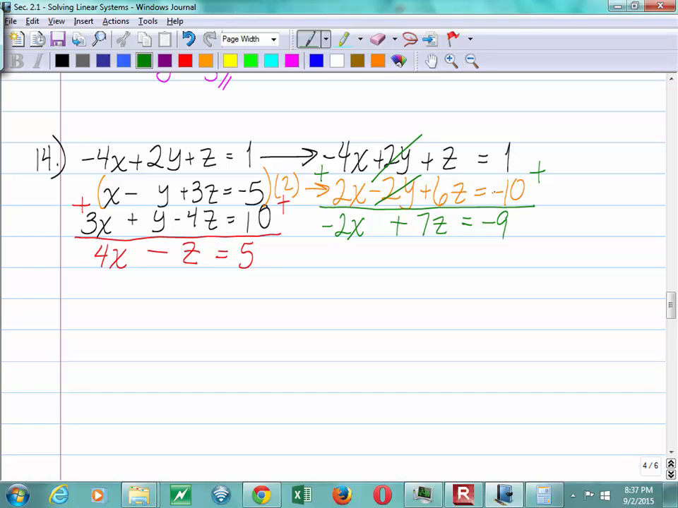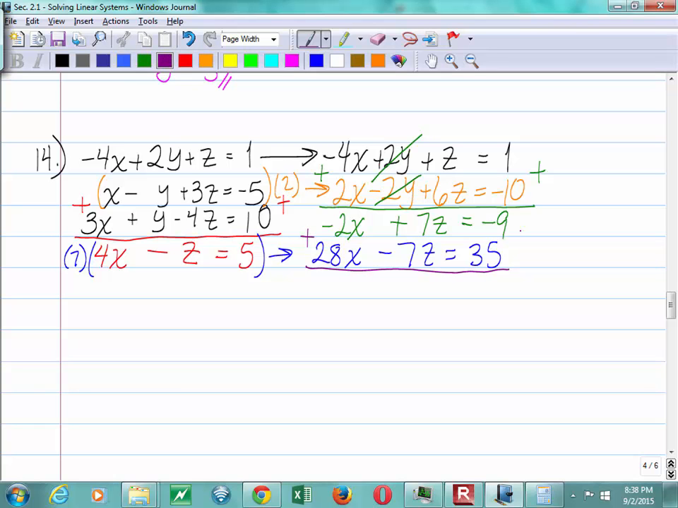Okay, so now I'm looking at the red and the green, and I see I have a negative z on the red one, so I could just multiply that by 7 so that it would cancel out with the 7z in the other equation. Or if you wanted to, you could multiply the green one by 2 so that you would cancel out the x's. But I'm going to go with the 7. So I'm going to multiply this red equation by 7. So that's going to give me 28x minus 7z equals 35.